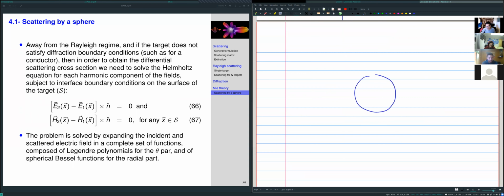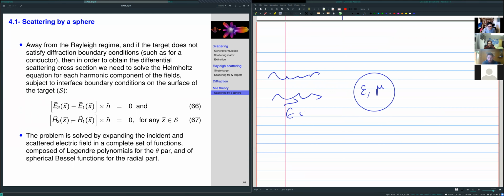Let's say it's a sphere. Okay, good, it's a sphere. Mie scattering is for a dielectric sphere. And we have incident radiation. Now, the incident radiation interacts with the sphere and induces dipoles.